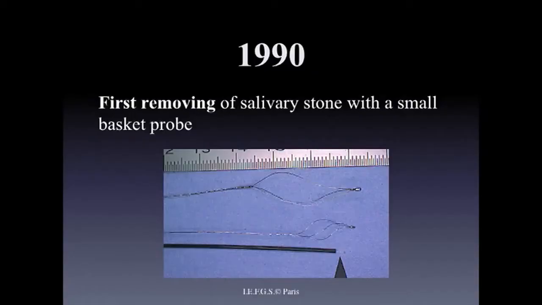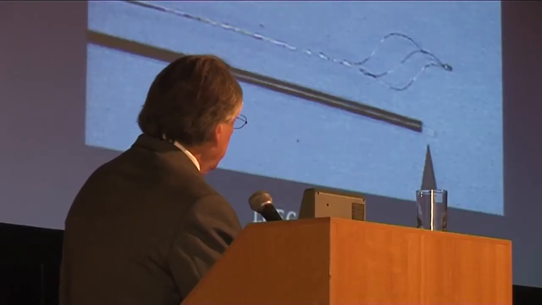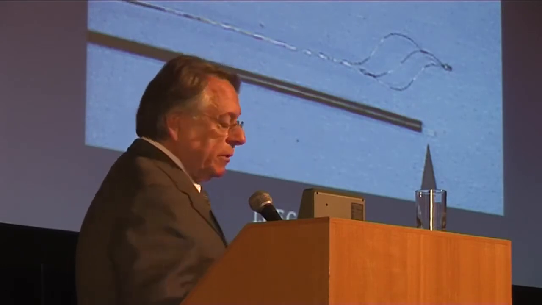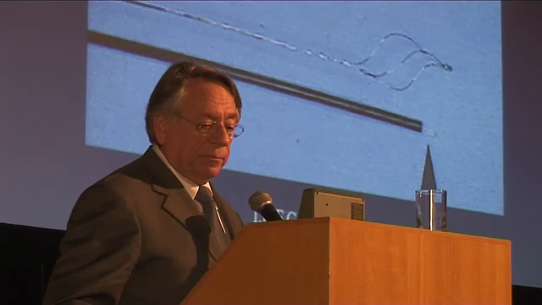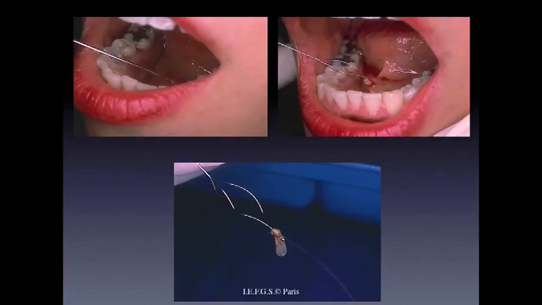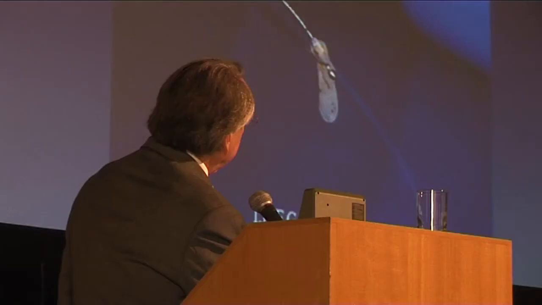This is the first basket probe, also made by Olympus. This is the basket probe like you have now, and it is all the same, but this one was the first one. It was 0.8 millimeters in diameter, and this one 0.4 millimeters in diameter, and we can go straight inside the gland and remove the stone. This is one of the first flexible endoscopes with the laser inside. Here the basket probe is pushed inside the gland, and here we remove the stone.